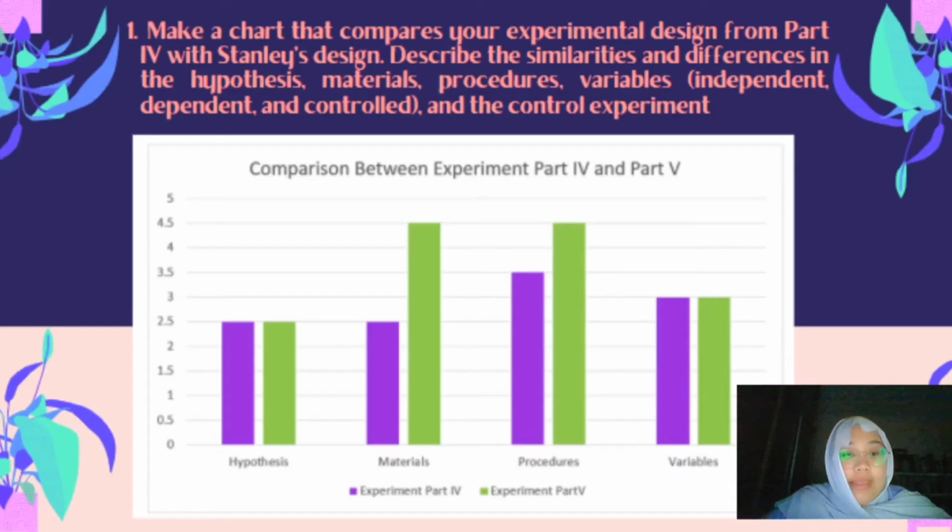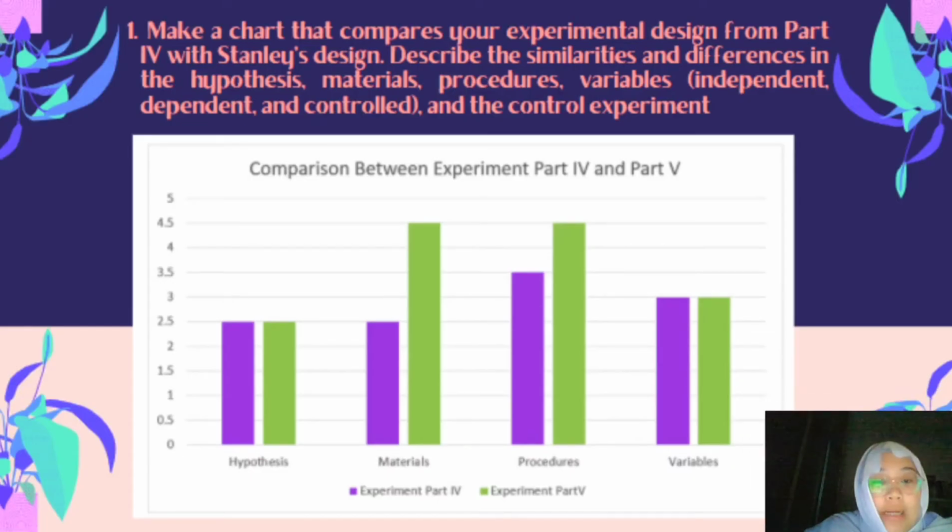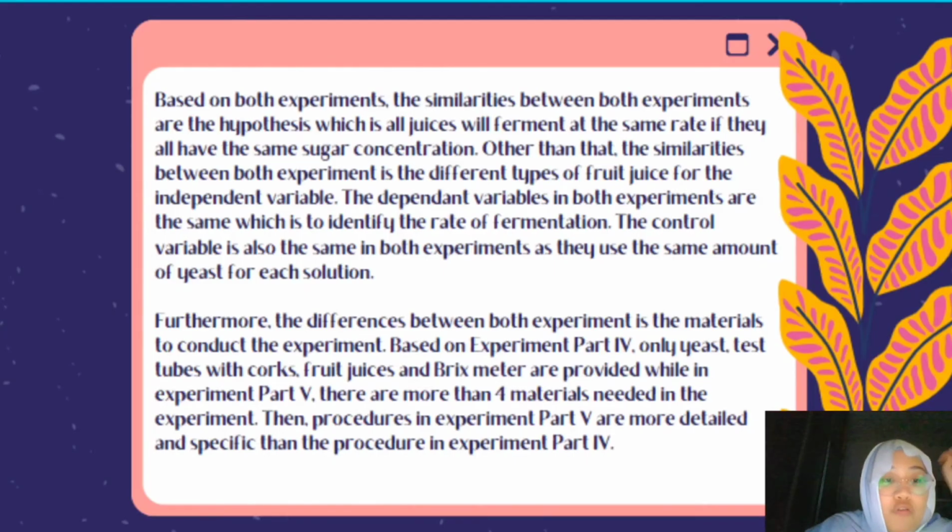Part 5. This is the chart that I have made to compare my experimental design to Stanley's design, for the hypothesis, materials, procedures, and variables. Based on both experiments, the similarities are the hypothesis, which is all juices will ferment at the same rate if they have the same sugar concentration.